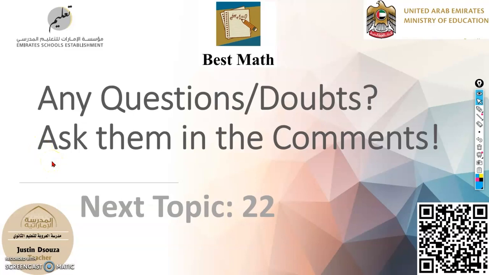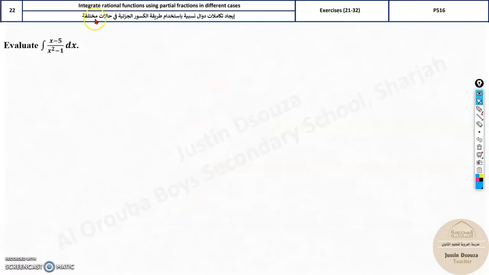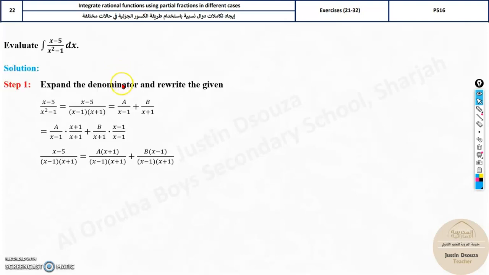We will move on to the 22nd topic. This is similar to the previous part one, ninth topic, I believe. We have done a similar one. It is integrating rational functions by the method of partial fractions. Now, let me just go down and show you a little bit.